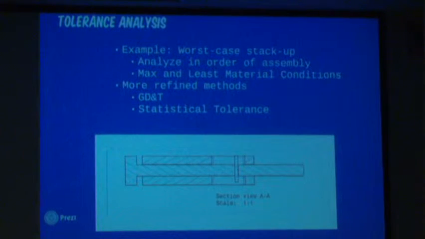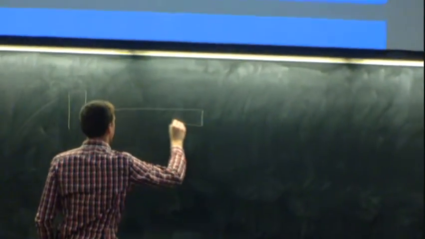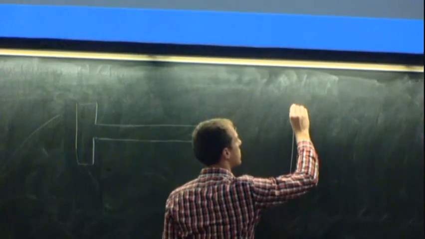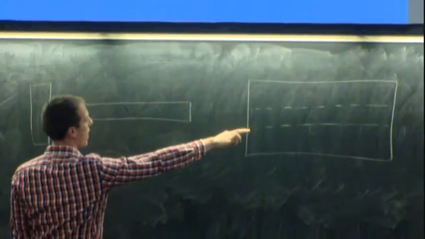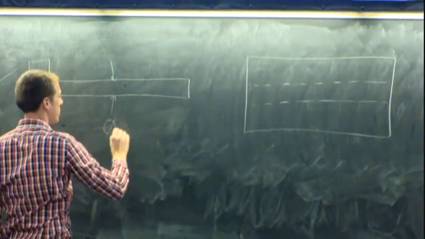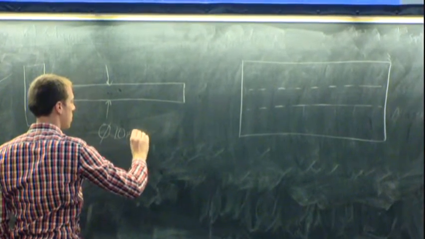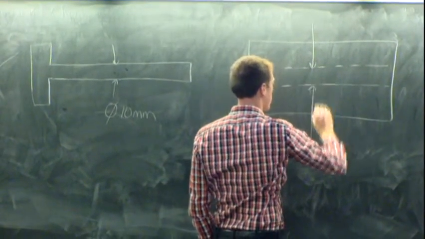So if we look at this assembly, we've got the shaft of this part, and then we've got a handle that it's fitting into. So if we need this shaft to fit inside that handle, we're going to be interested in the diameter right here. So I think this was 10 millimeters. And the diameter right here, which I believe was 10.5.